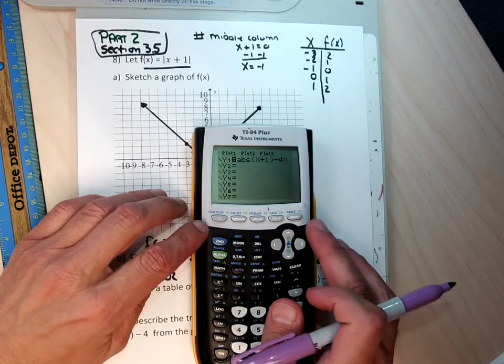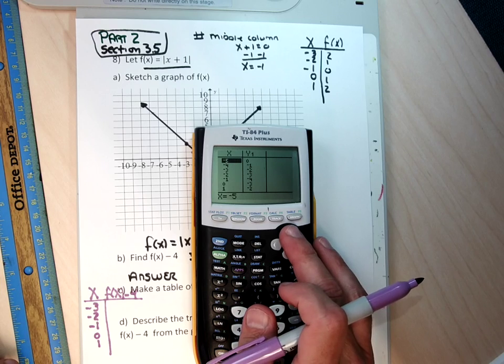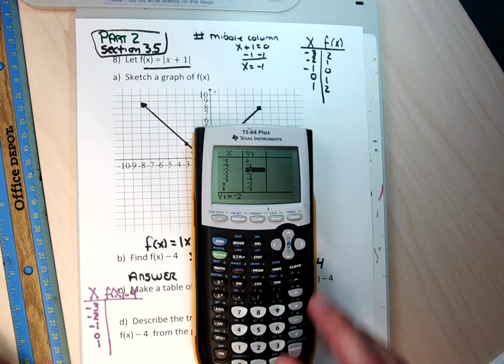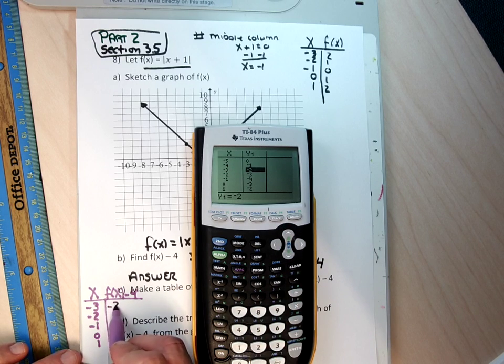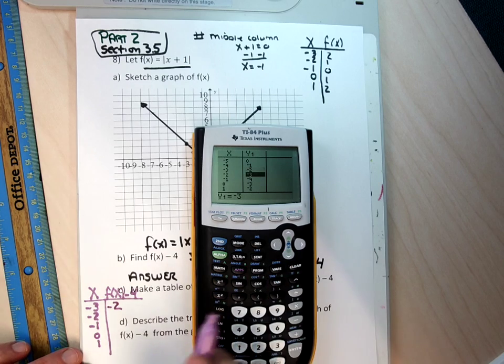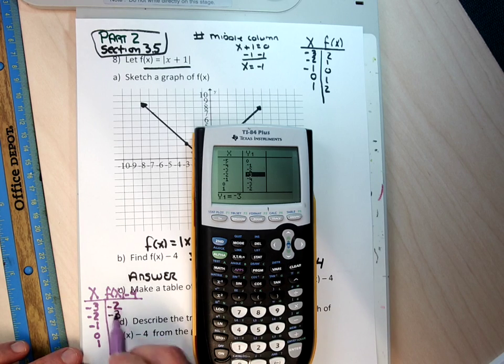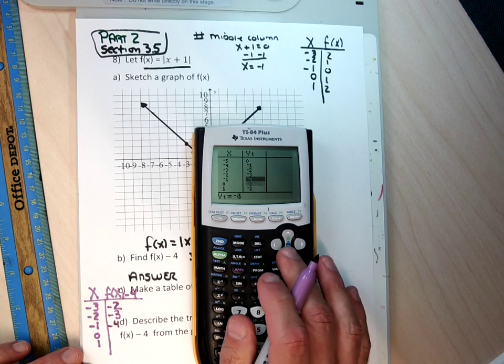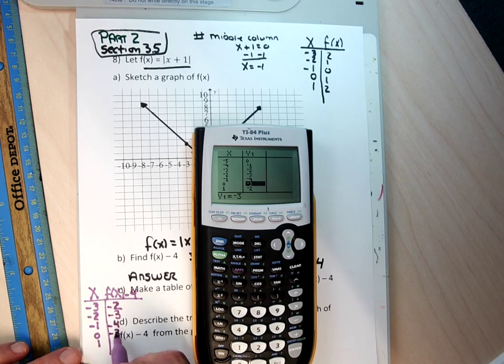So now I'm going to go second table. I want to go next to -3, and next to -3 the y is -2. Next to -2 the y is -3. Next to -1 the y is -4. Next to 0 the y is -3. And next to 1 the y is -2.